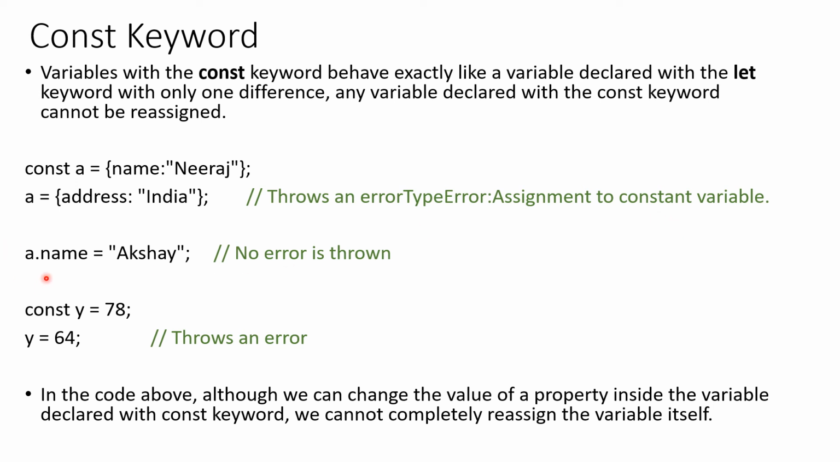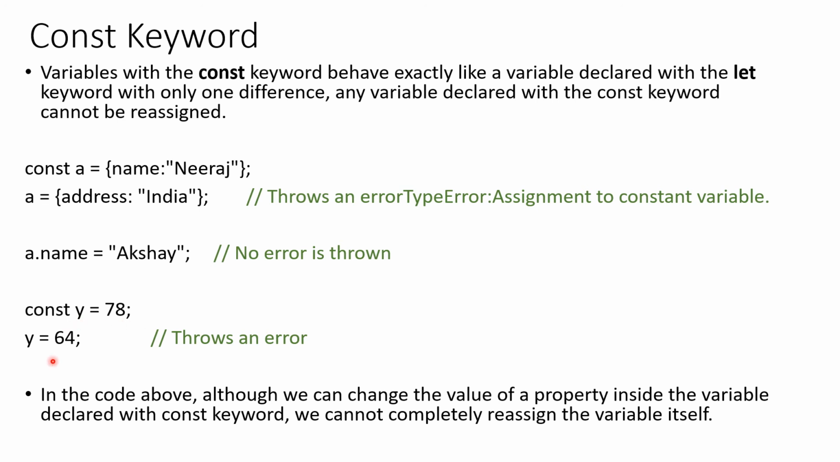In the next example we can see a dot name equals Akshay. No error is thrown. You might be thinking, I told you we cannot reassign it, but we are reassigning it and not even getting an error. So this is not true. We cannot exactly reassign the object, but we can change the content inside the object. Like a dot name, we can change the name. We cannot change the property, but we can definitely change the value. So a dot name, we are changing the value to Akshay, so no error is thrown.